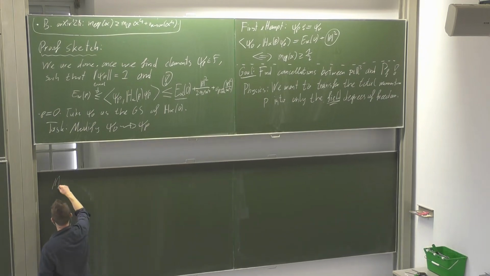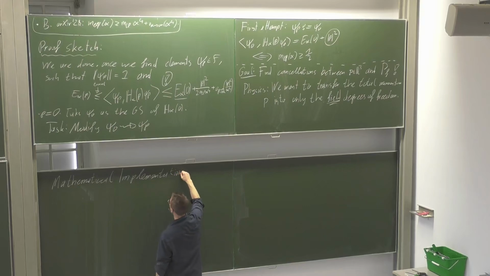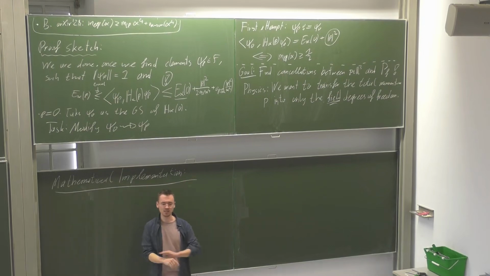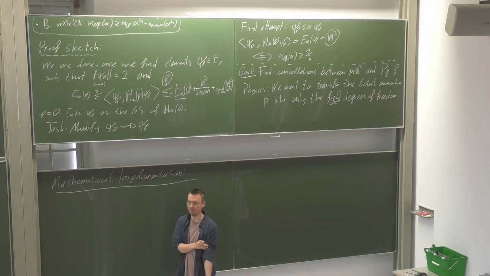So let's talk about the mathematical implementation. Okay, the mathematical implementation: let's think about a single particle in R3. How do you put momentum into this particle? Well, you apply the boost operator. You apply e to the power i x p, right? So you take this multiplication operator by a phase, and this is how you give momentum to a three-dimensional particle.